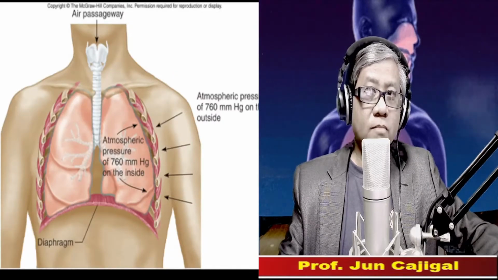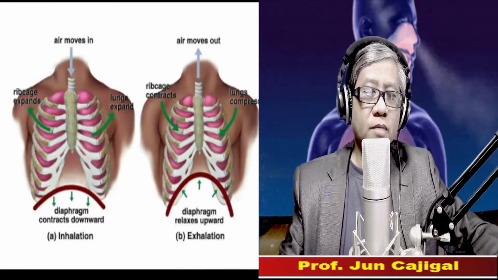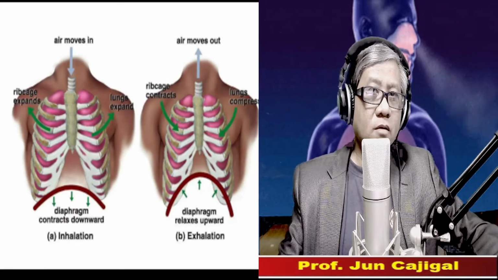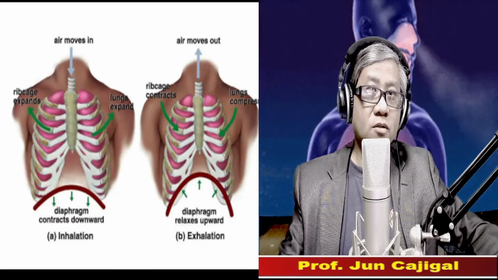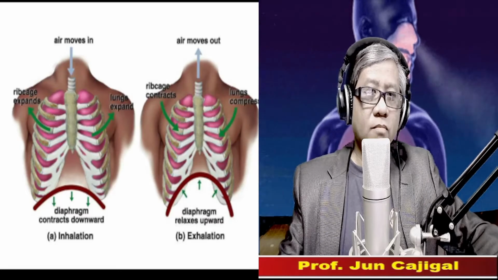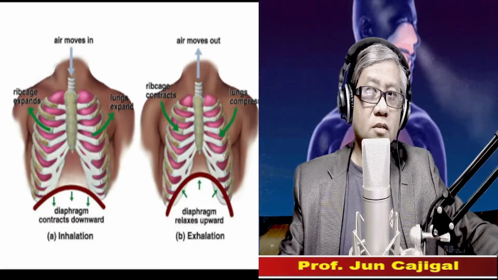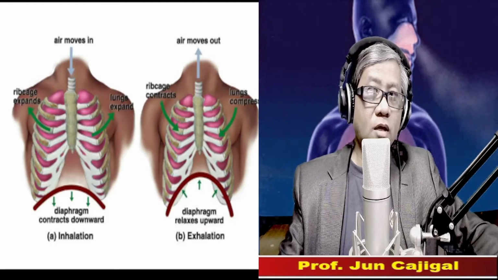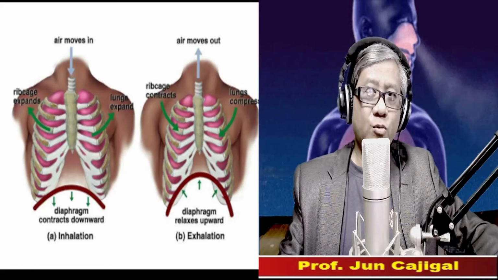And the diaphragm plays an important role in this change in the pressure gradient. Now, when the diaphragm contracts downward, the air pressure inside the lungs becomes less and the atmospheric pressure outside is greater. So the air moves in. And when the diaphragm relaxes upwards, the air pressure inside the lungs becomes greater as compared to the atmospheric pressure outside, so the air moves outward.